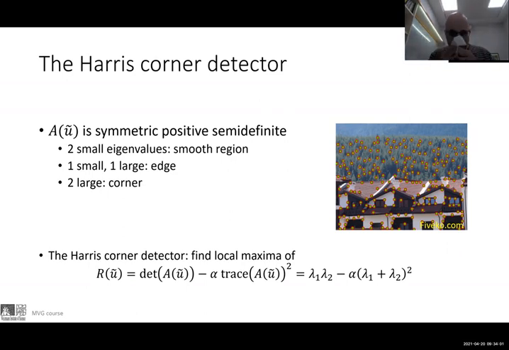Okay. And based on this idea, there is what's called the Harris corner detector. The idea is to use some function of the eigenvalues. As you see here, the product minus alpha times the square of the sum of the eigenvalues. And the idea is that this functional should be high in the case that the two eigenvalues are large.